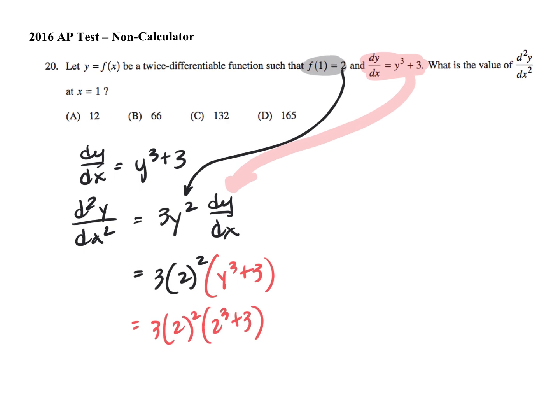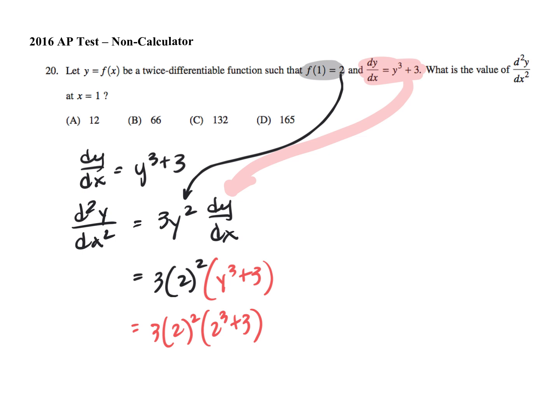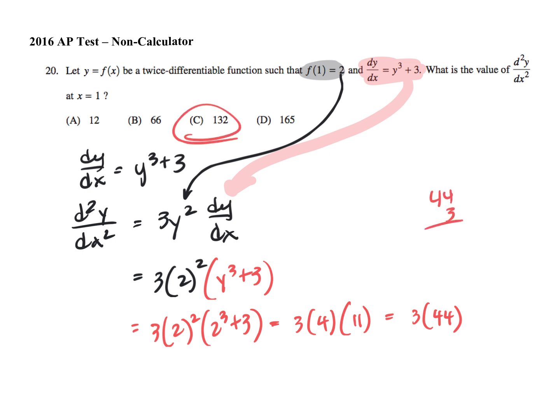Really thought that was a harder question. And we would get 3 times 4 times 8 plus 3 is 11. Did I do this right? 3 times 44. 44 times 3: 4, 8, 12, 13, 132.